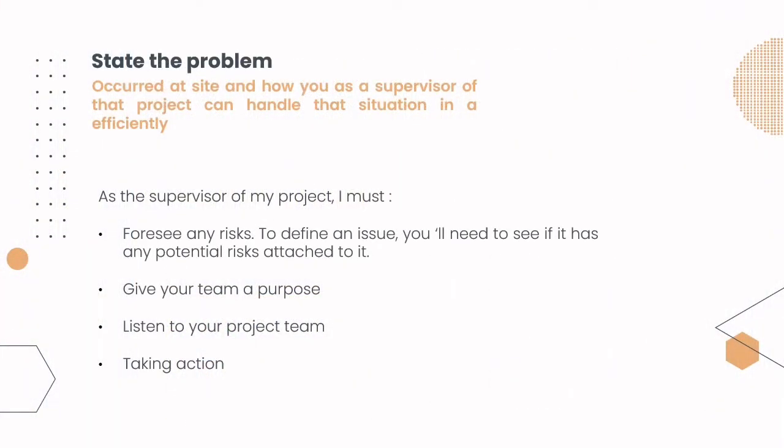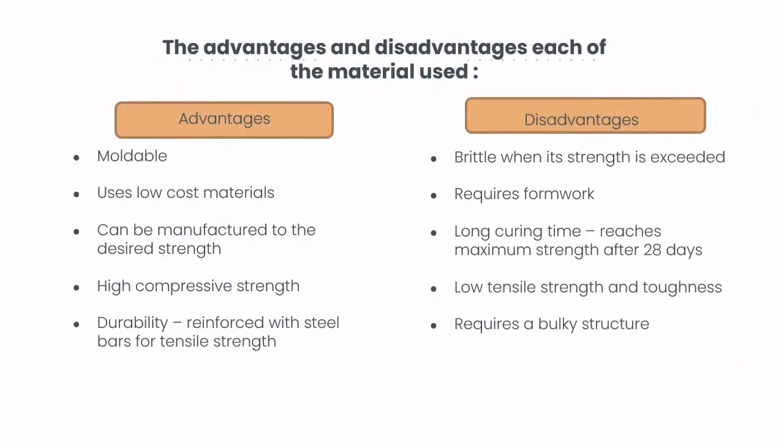Okay, for the problems that occur at site, how can we as the supervisor of the project handle the situation efficiently? As the supervisor of my project, I must first foresee any risk. To define an issue, you need to see if it has any potential risk attached to it. Second, give your team a purpose. Third, listen to your project team. And fourth, taking action.